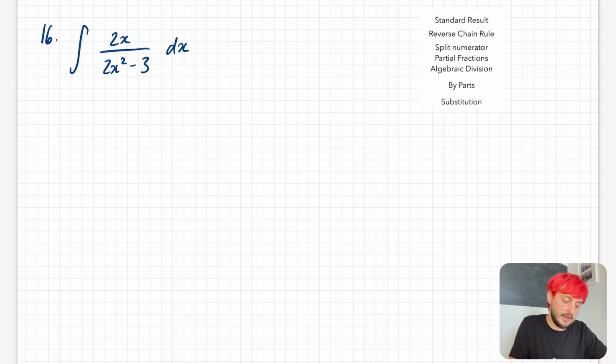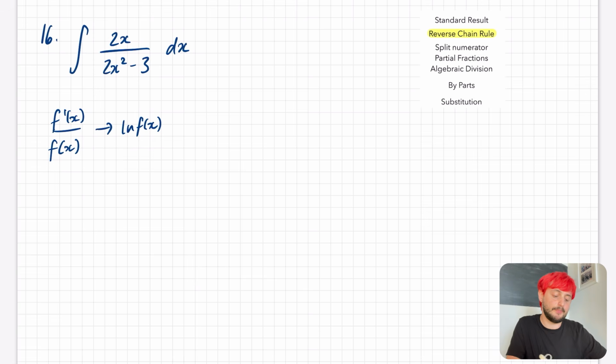Now 16 is an example of a reverse chain rule. It's a reverse chain rule because when you look at the numerator, it's clearly related to the derivative of the denominator that we've got. Now that kind of function where the numerator is related to the derivative of the denominator is the kind of thing that is going to integrate to an ln function, okay?